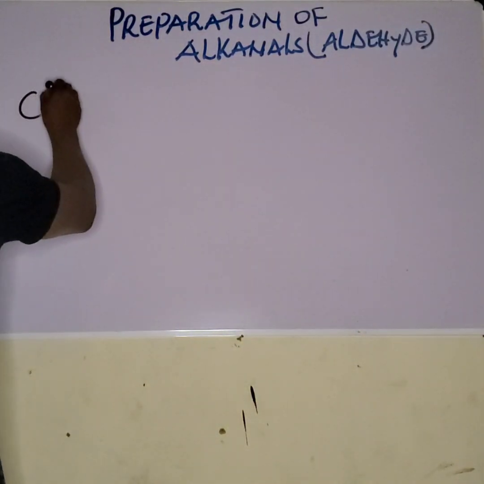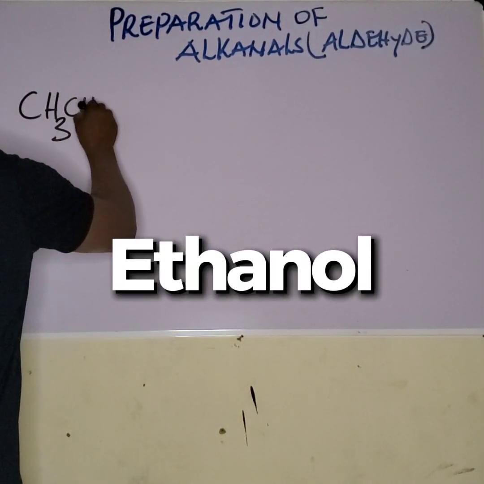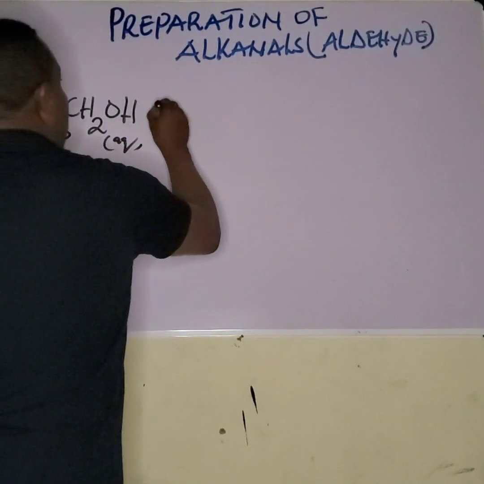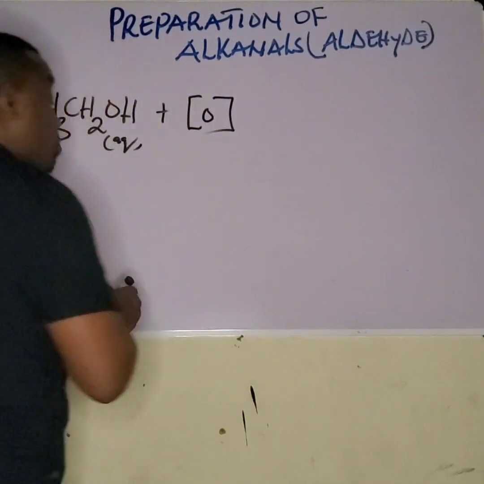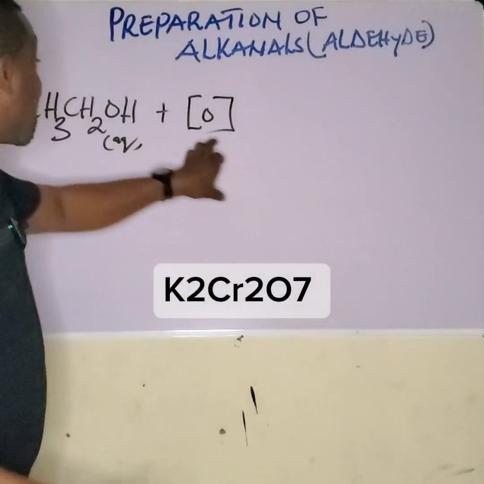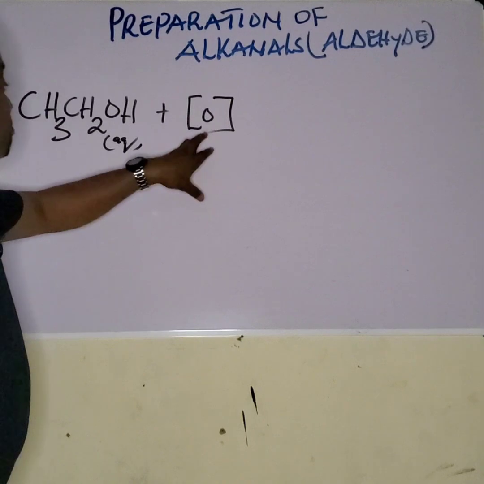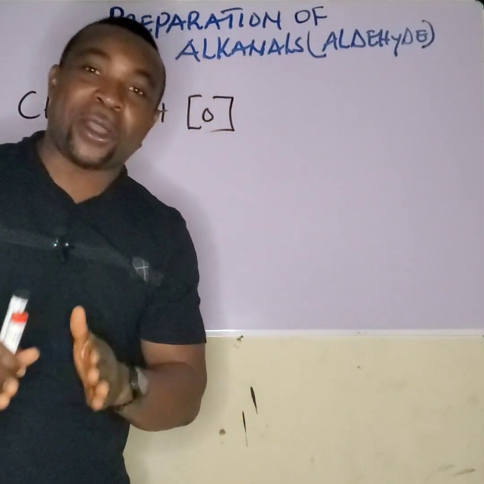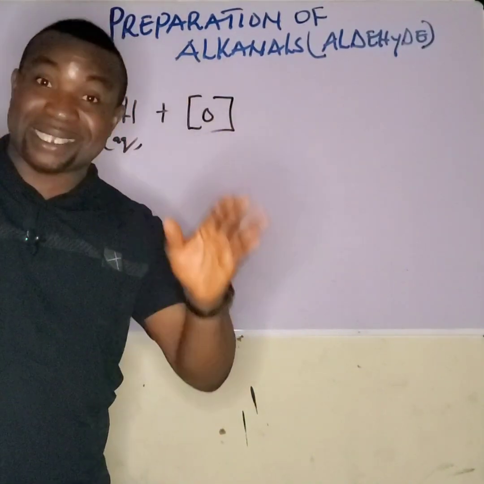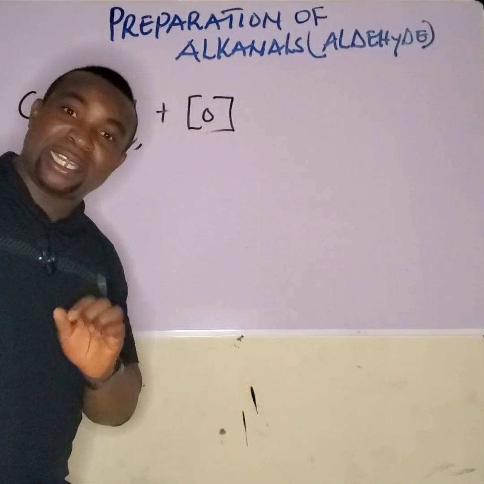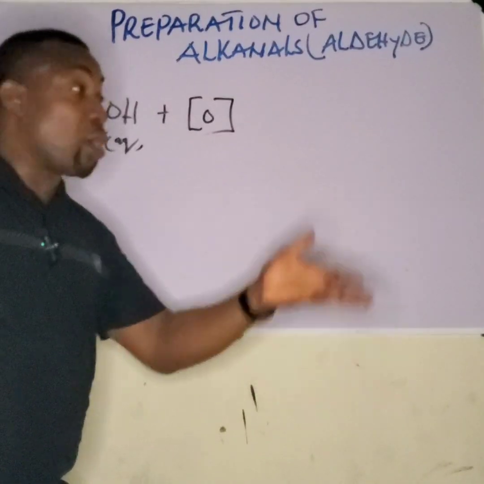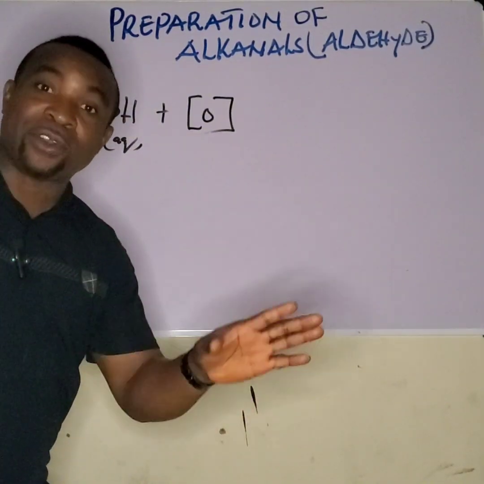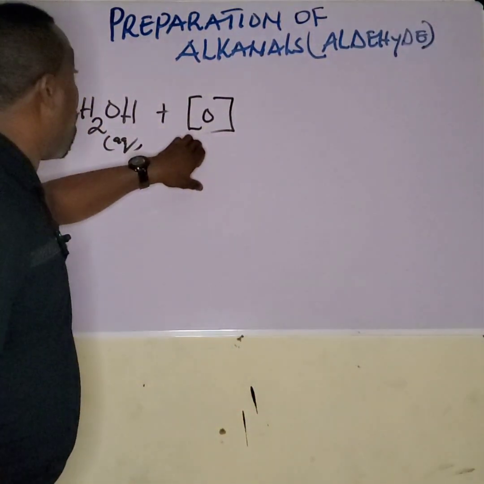So if you have ethanol, which is CH3CH2OH, in an aqueous solution, when you react it with K2Cr2O7, potassium heptaoxodichromate 6, which is always represented by this, it simply means that you are talking about potassium heptaoxodichromate 6, which is a strong oxidizing agent. Okay, we also have potassium tetraoxomanganate 7, KMnO4, another known oxidizing agent.